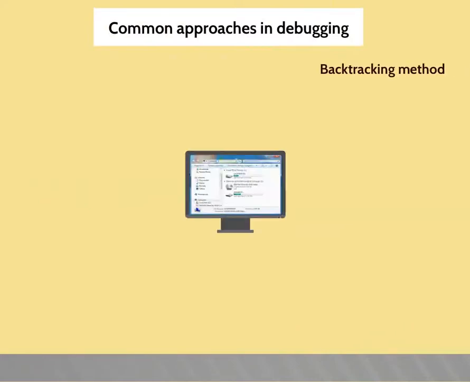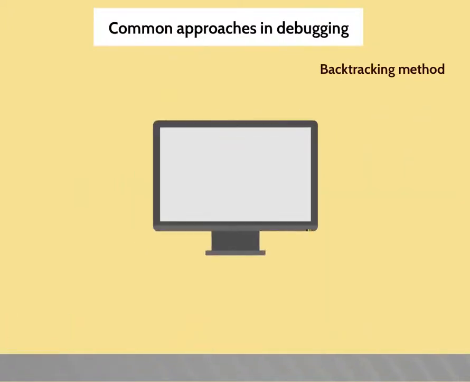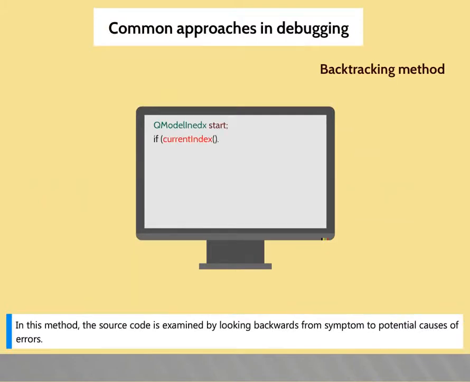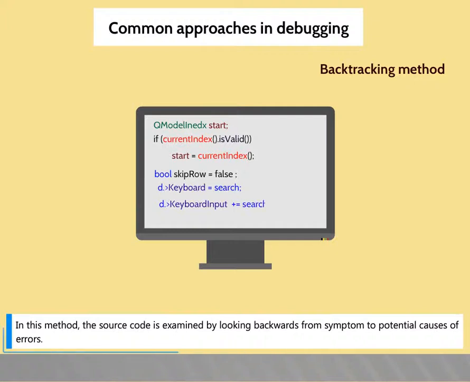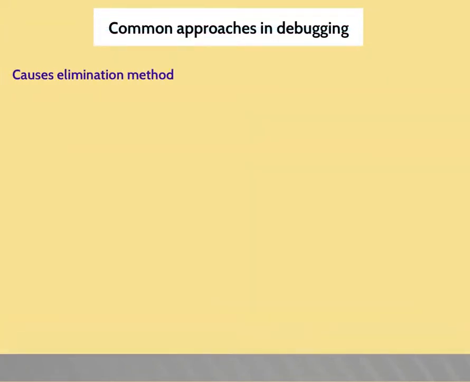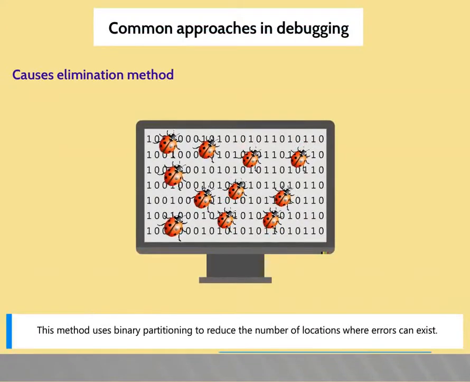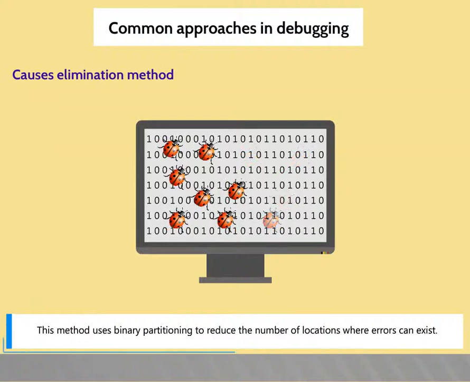Backtracking method. This method is applicable to small programs. In this method, the source code is examined by looking backwards from symptom to potential causes of errors. Causes elimination method. This method uses binary partitioning to reduce the number of locations where errors can exist.